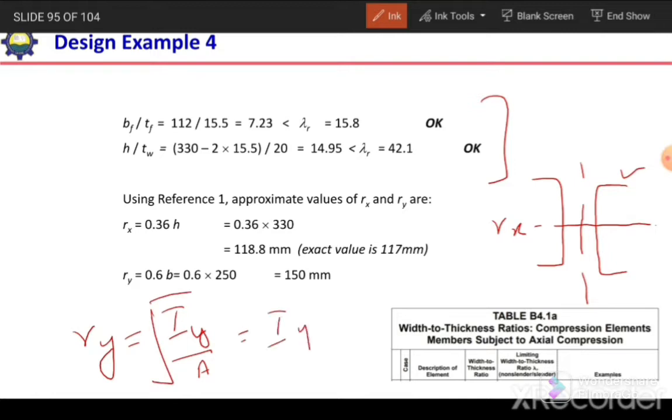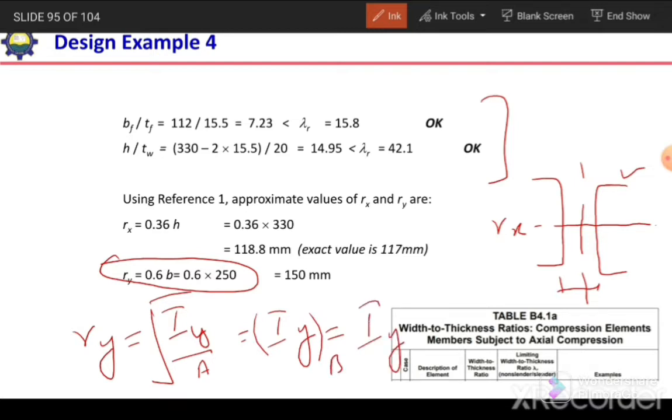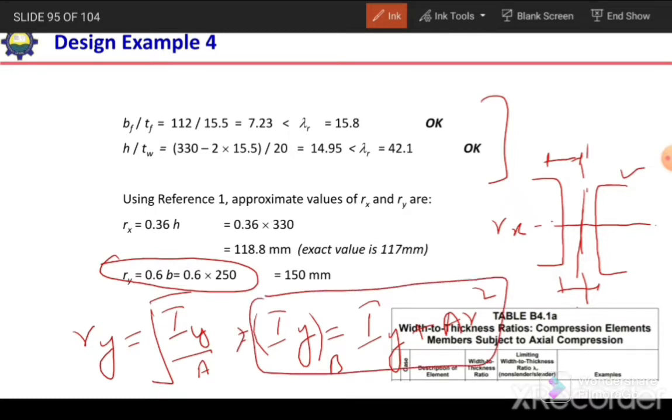To calculate the Iy, either we can use the approximate expression that is given in the LRFD design manual, which is equal to 0.6 times b, the distance between the channel webs, or we can use the exact calculation. Iy of the built up section is equal to Iy of the individual section plus AR square, and R is the distance from the centroid of this channel up to the centroid of the built up section. So from here we can calculate the Iy value, and from Iy we can calculate Ry.